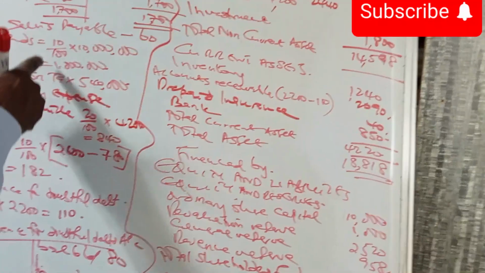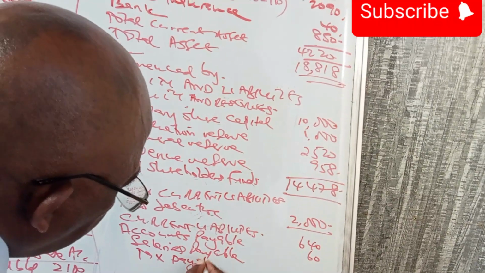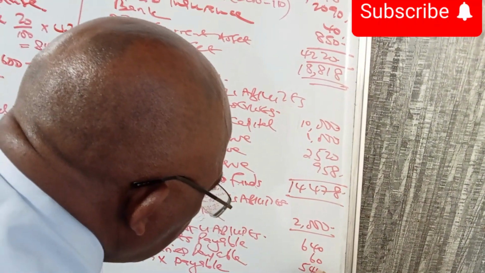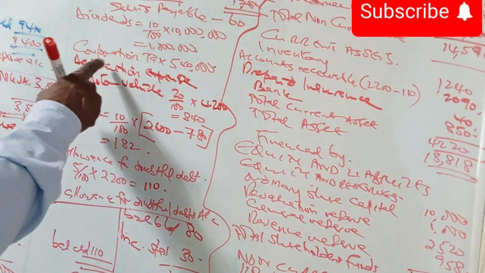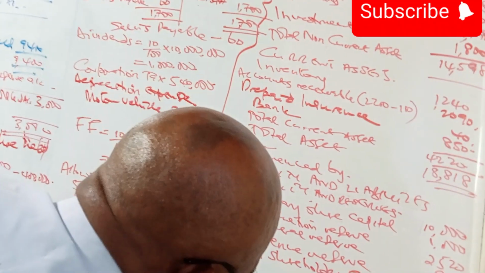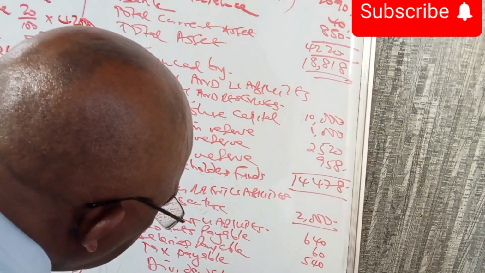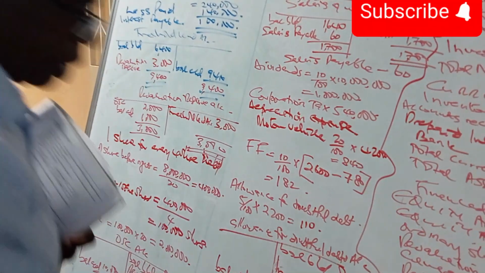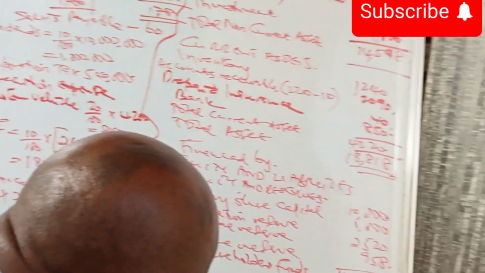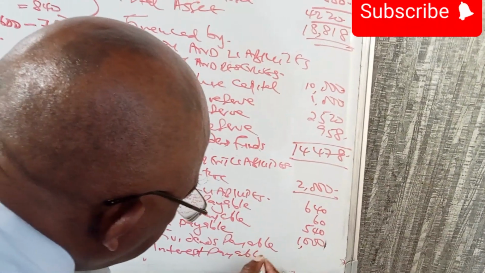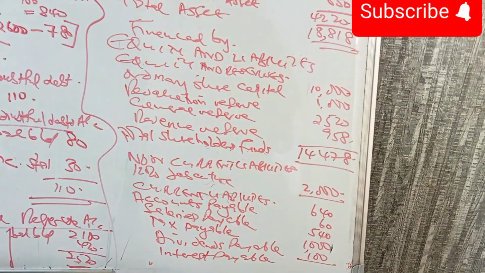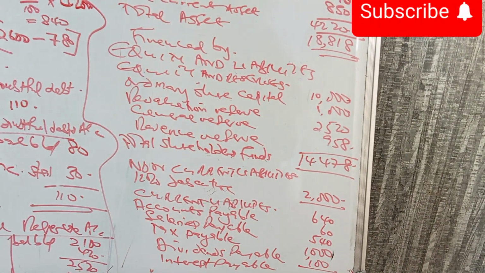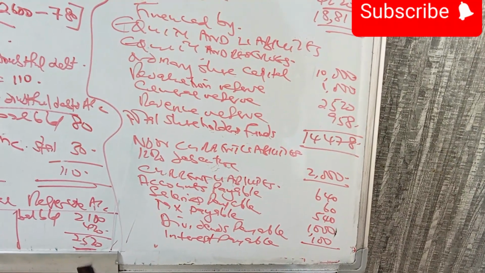We say that our corporation tax is not paid. Tax payable 540. Then we have dividends payable 1,000. Oh, your workings are very important. Then we have interest payable of 100. Let's try to find out how much that is.